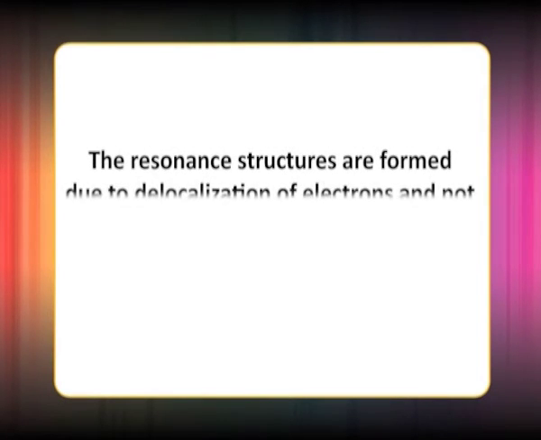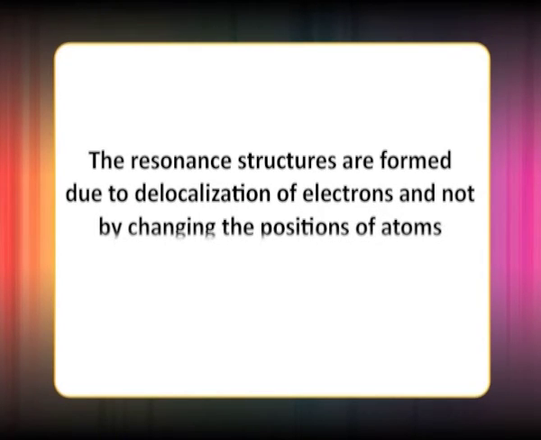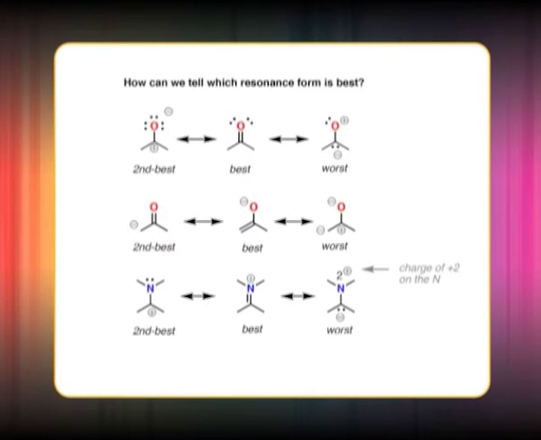Now, what is a resonance hybrid? The weighted average of contributing structures is known as a resonance hybrid. It is considered as the actual structure. The energy of the resonance hybrid is always less than the energy of any of the contributing resonance structures. The resonance structures are formed only on paper due to delocalization of electrons and not by changing the position of atoms. The delocalization of electrons is shown using curved arrows.